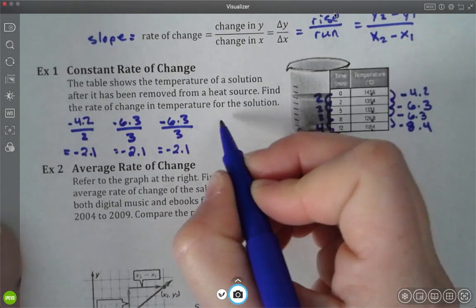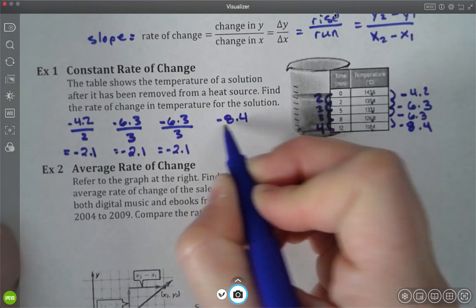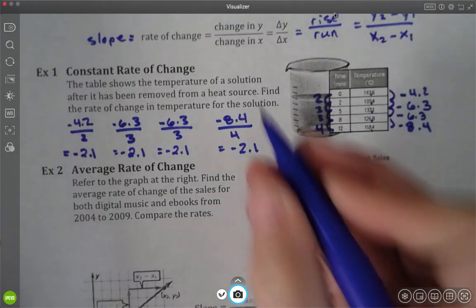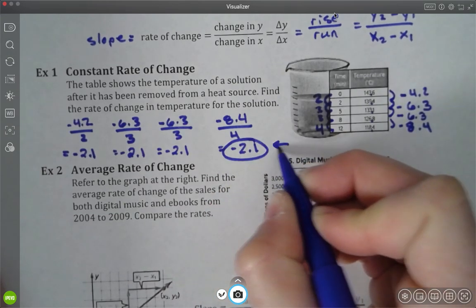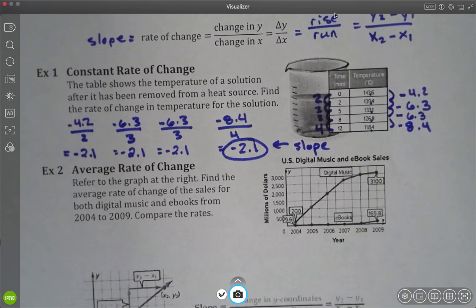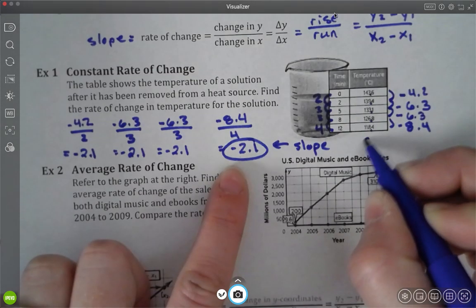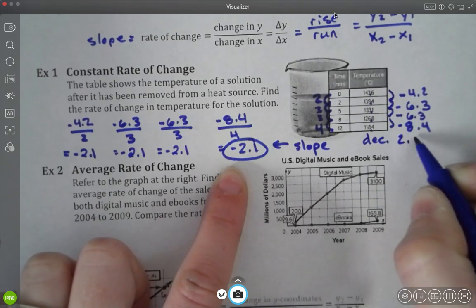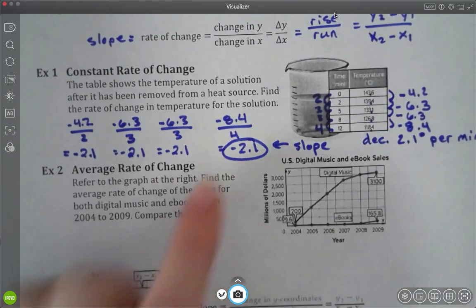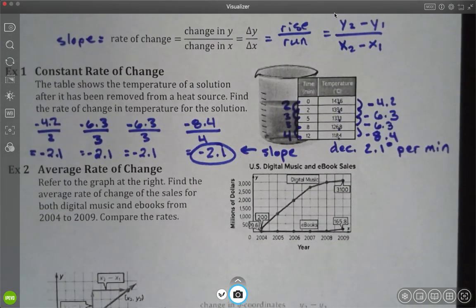And what's the last one? Negative 8.4 divided by 4, which is negative 2.1. So what does negative 2.1 stand for other than my slope? That's the rate of change. Okay, so speak about that in context of the problem. That's negative 2.1: the temperature goes down every minute. So it is decreasing 2.1 degrees per minute. That's what my rate of change is.